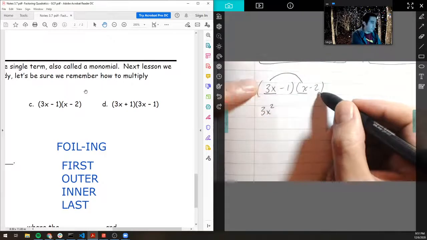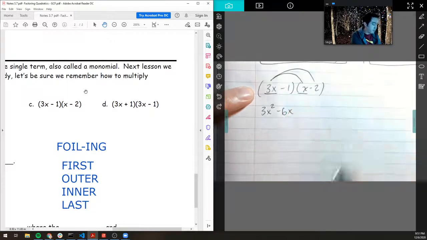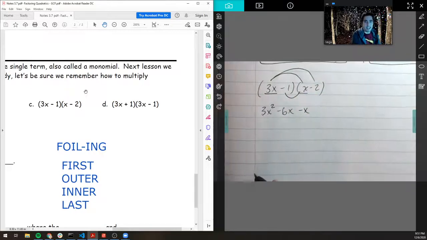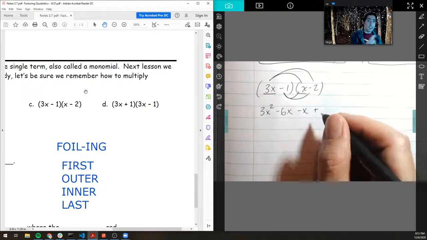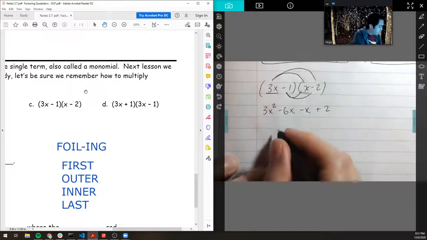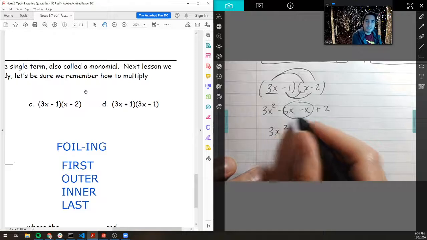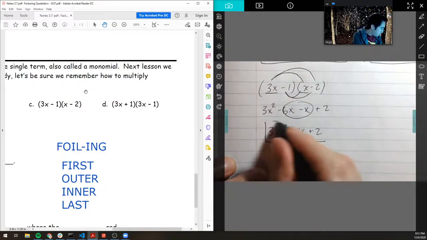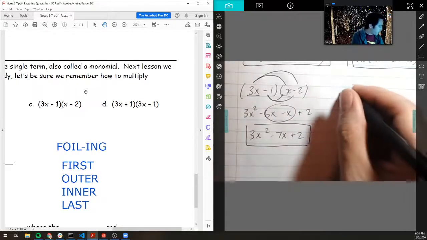Outside, so these are the outside terms. 3x times -2. 3 times -2 is -6. Inside, -1 times x, that's -x. And then finally, the last terms are -1 and -2, which when you multiply that is +2. Right? So combine those middle terms, you have 3x squared minus 6 minus 1 is -7x plus 2. There you go. There's some foiling. Hopefully you remember that. We'll do one more example.